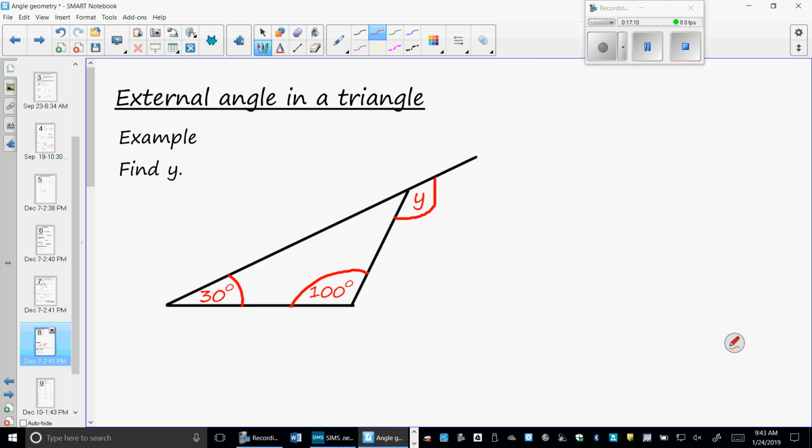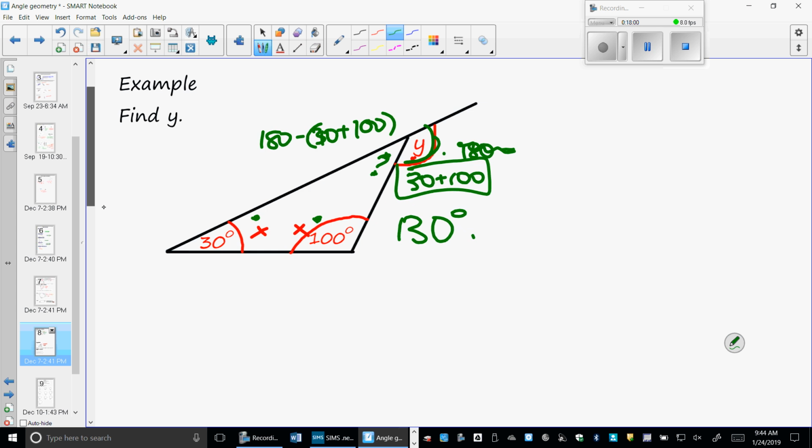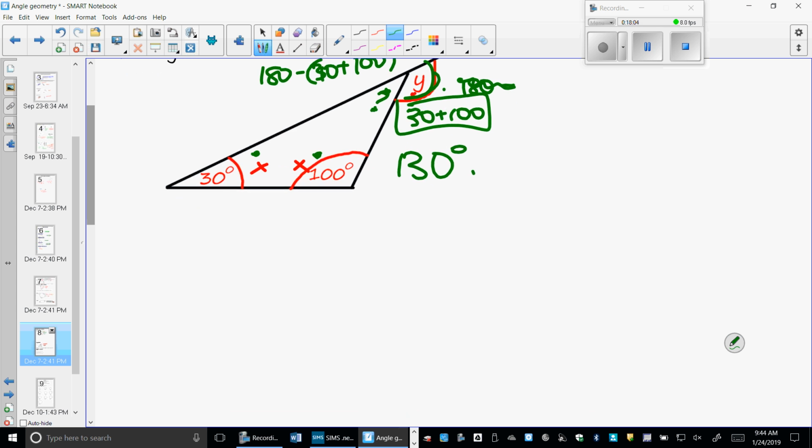External angles in a triangle. You don't need to remember this rule, but it is quite handy sometimes. This angle here is always equal to the sum of the two opposite angles. The reason is that we know these three angles add to 180. So to find this one here, we would do 180 subtract 30 and 100. And to find this one, we would do 180 subtract that, which ends up just being 30 and 100. So this is always going to be the sum of these two. So our angle Y is 130, because they're external angles in a triangle.